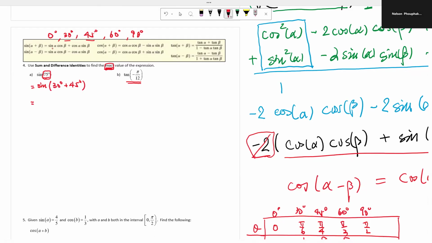Again, I have sine of alpha plus beta. Then we have to use sine of alpha cosine of beta plus cosine of alpha sine of beta. So, which is sine of 30 degrees cosine of 45 degrees plus sine of 45 degrees cosine of 30 degrees.